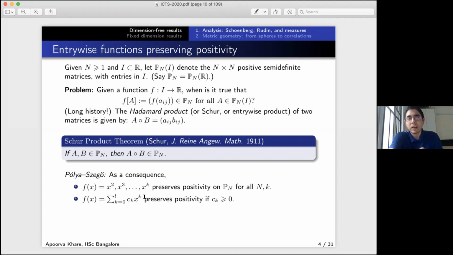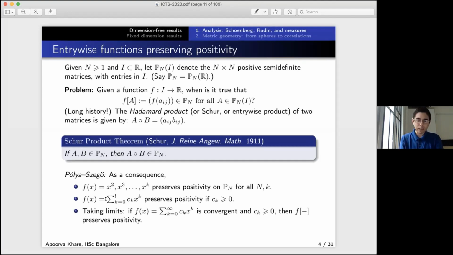And the other thing you can see easily is that the set of positive matrices is closed under pointwise limits. So if you have a sequence of matrices which are all positive, and they converge to a given matrix, then the limiting matrix is also positive. And as a result, if you know that such polynomials preserve positivity, then their limits, which are convergent power series, will also do the same. And so if you take any power series with non-negative coefficients, then that answers the above question.